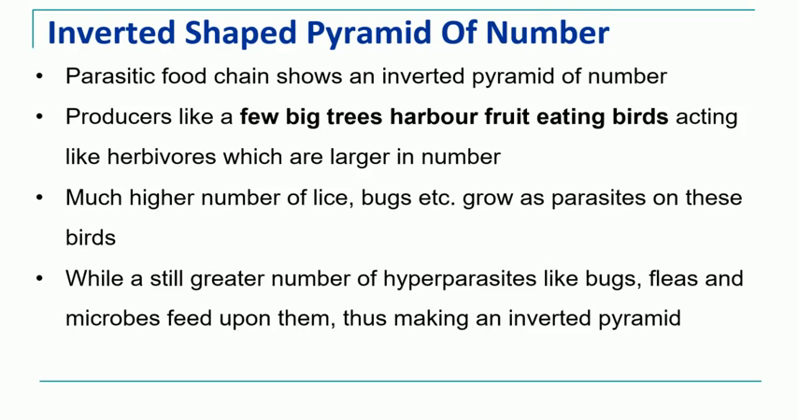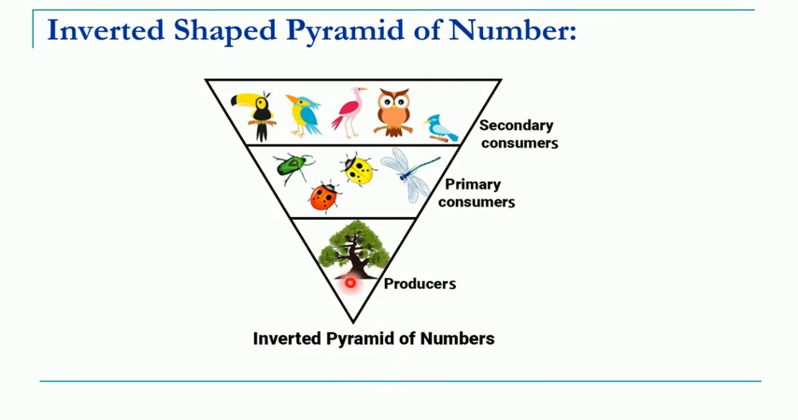Okay, so I hope you have understood what is meant by inverted pyramid, in which the number of organisms at the producer level are less and the number of organisms at the top consumers are more in number. That's why the shape becomes tapering at the bottom and broad at the top. So this is called as inverted pyramid.